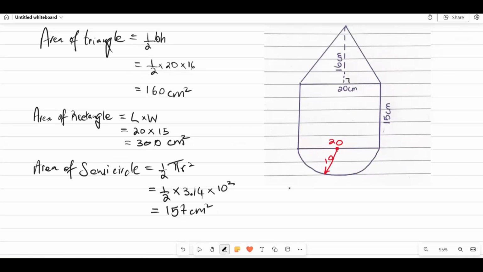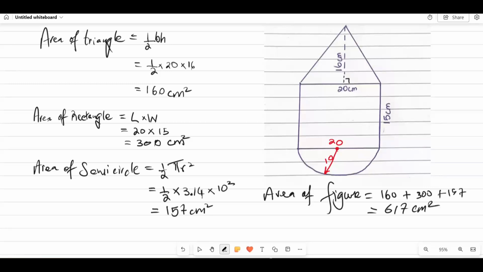So in terms of finding the area of the whole figure, it's going to equal 160 plus 300 plus 157. Let's put that all together. We're getting some 617 square centimeters. There we go.